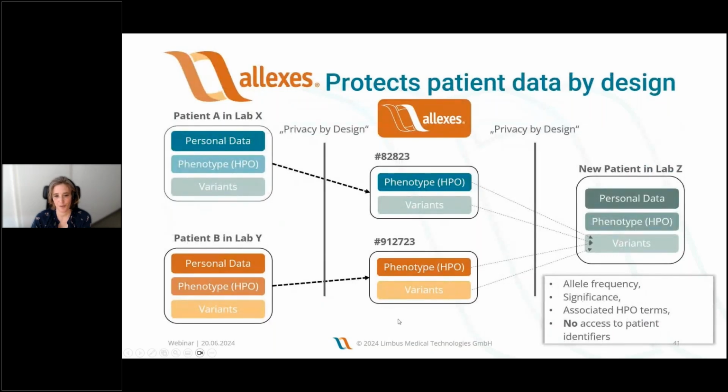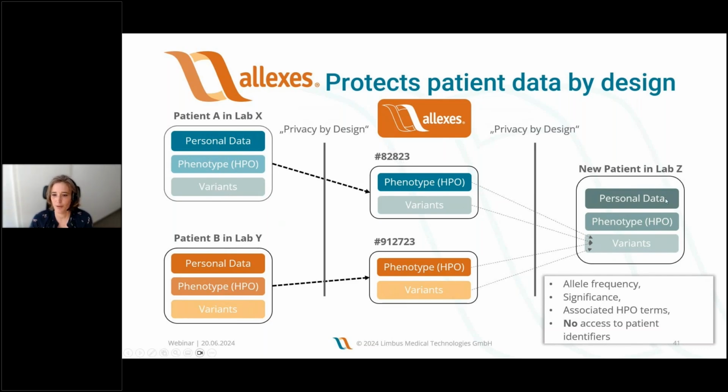With Alexis, we also offer the possibility to share information within the whole network of varvis users, and this is done in an anonymized way. So let's say a patient A is analyzed in a laboratory X, and for this patient, personal data has been entered, phenotype description, and the whole list of variants is available, and the same thing is done for another patient in another lab. The information transferred to Alexis is then anonymized, so only the phenotype and variant information is shared together with an anonymized ID.